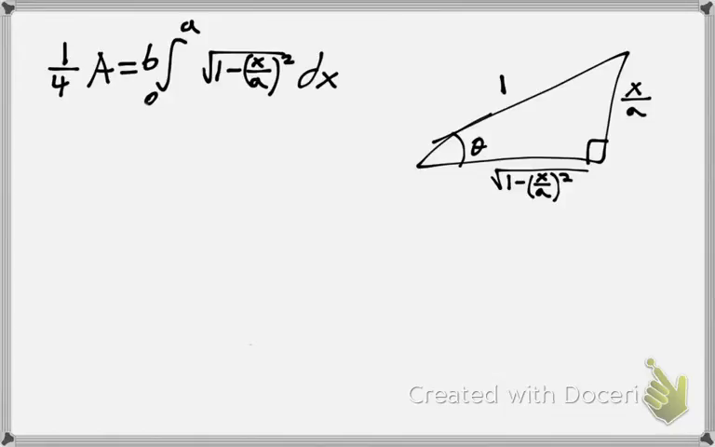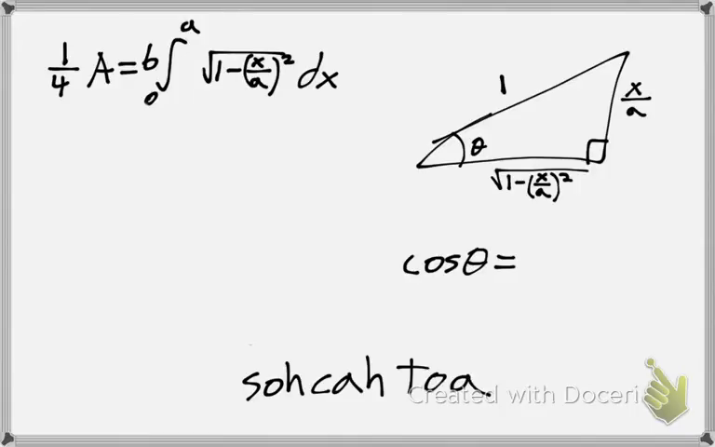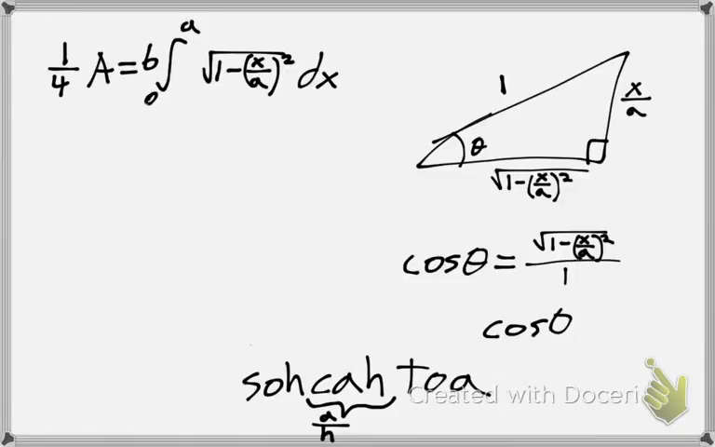The root is equal to cosine, let's go with cosine theta, is equal to, SOHCAHTOA, where cosine is equal to adjacent over hypotenuse. And so this would be root 1 minus x over a squared over 1. So we'll just say that cosine theta is equal to our value of root 1 minus x over a squared.